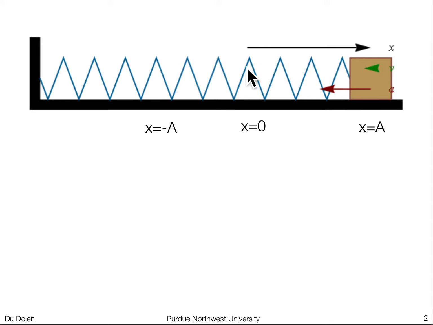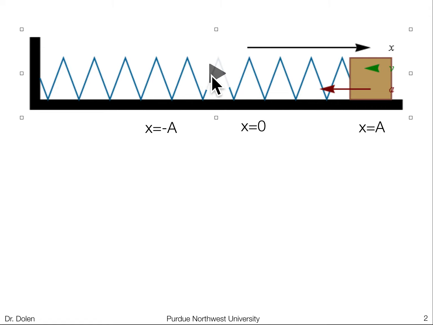But once it gets to x equals 0, it's going to have a bunch of velocity. So it's going to pass x equals 0. It's going to compress the spring somewhat. And now the force is going to be in the opposite direction. And this is going to cause the box to swing back this way. Right? So this is our basic model of an oscillation.